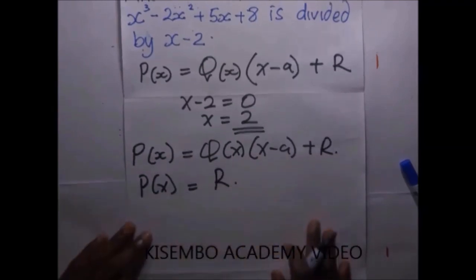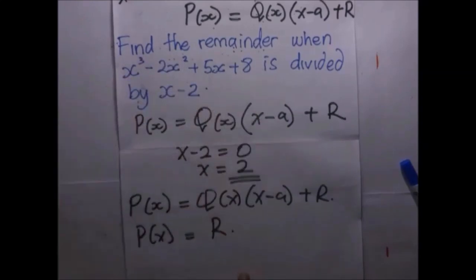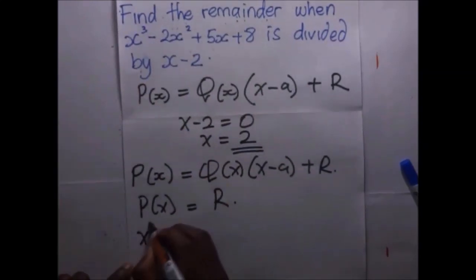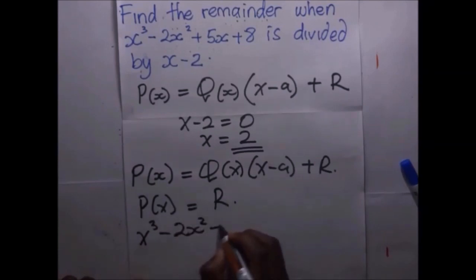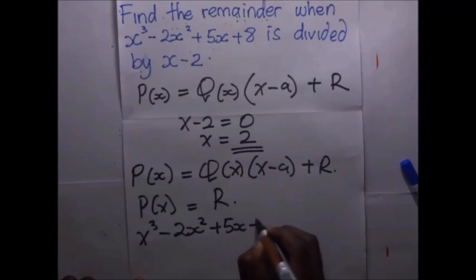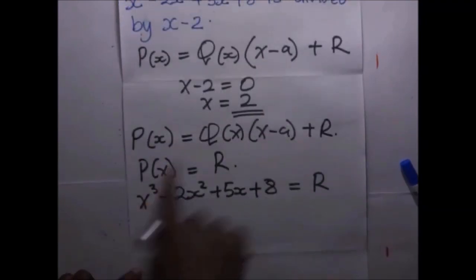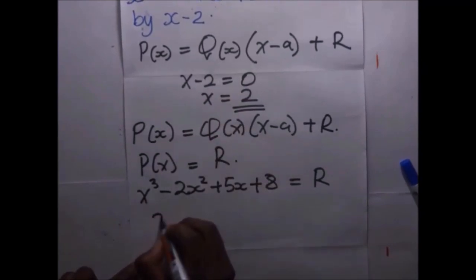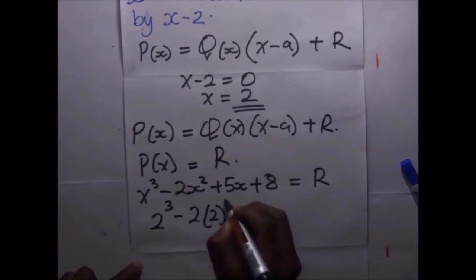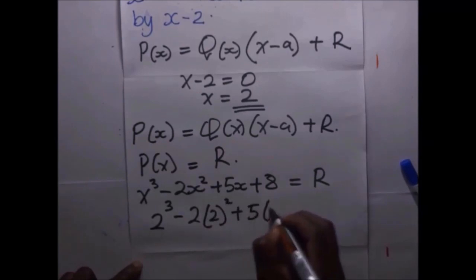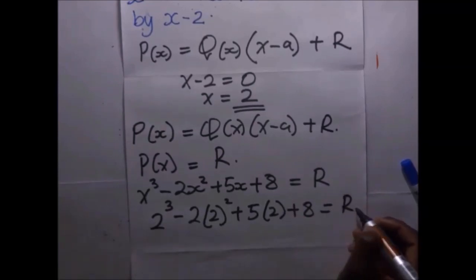Now our polynomial here in our question is x cubed minus 2x squared plus 5x plus 8, and that is going to give us our remainder. Now our value of x is 2. So it means it's going to be 2 cubed minus 2 times 2 squared plus 5 times 2 plus 8, giving us our remainder.